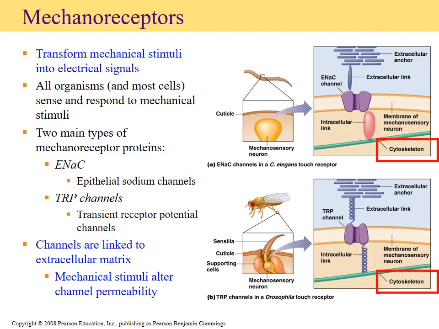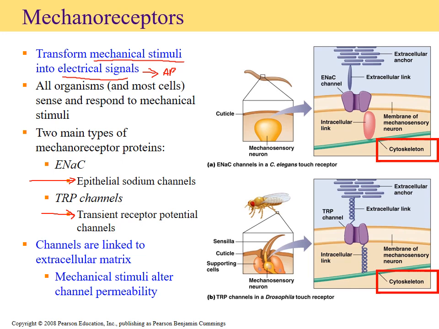Alrighty, let's now do mechanoreceptors. Mechanoreceptors give us the ability to notice things like pressure changes, touch, vibrations, and positions within the body. The main goal of a mechanoreceptor is to take a mechanical stimulus and convert it into an electrical signal. The electrical signal is the depolarization that generates an action potential. In order to do this transformation, mechanoreceptors usually come in two types. You can have what we call an epithelial sodium channel based mechanoreceptor or a TRP. The TRP stands for transient receptor potential channels.